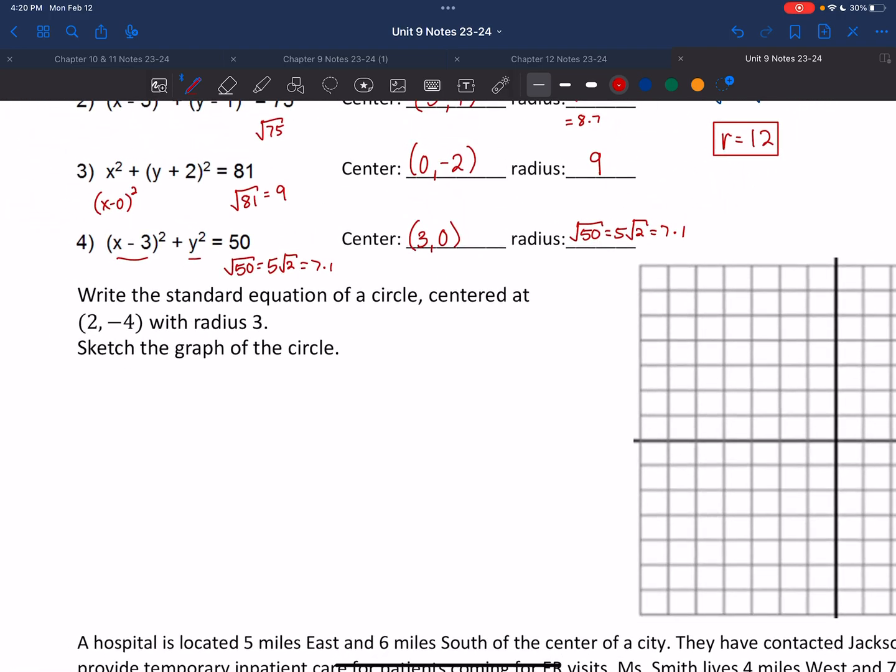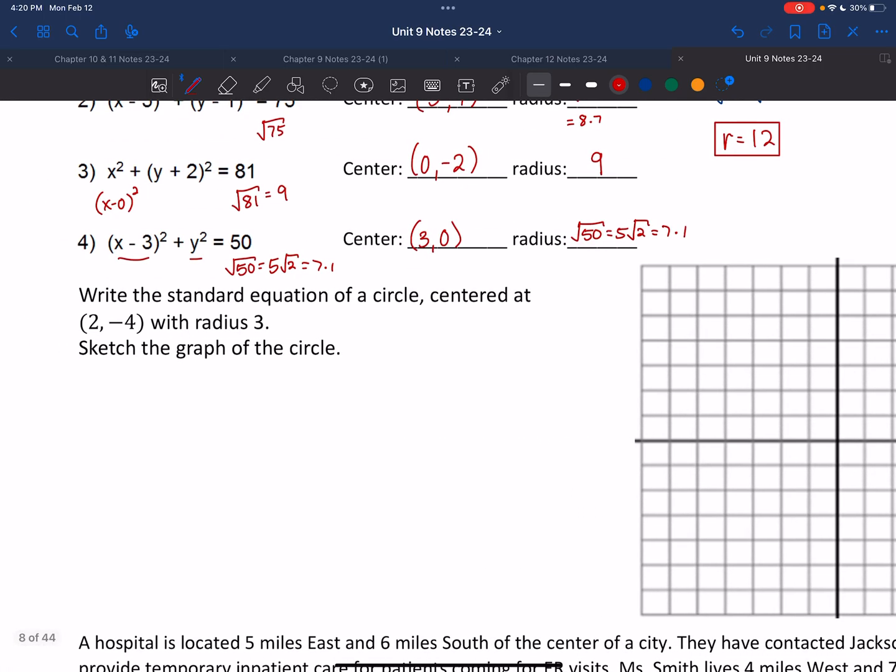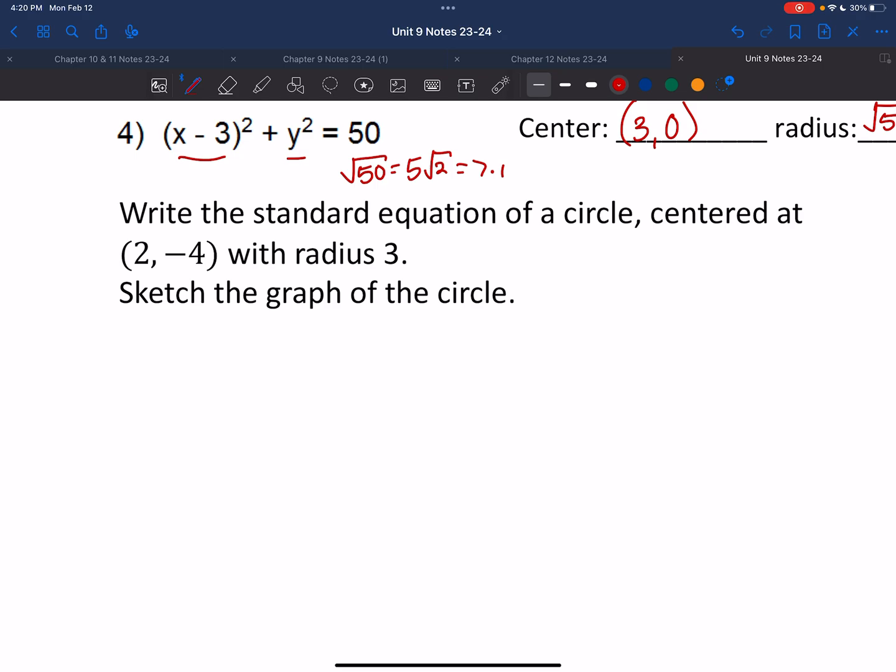All right, now it says write the standard equation of a circle centered at 2, -4 with a radius of 3. Sketch the graph of the circle. So we're doing the same thing we did yesterday, only at the end, we're going to draw a picture of the circle. So what I want to do is create the equation first, okay? So let's write the standard equation of the circle. So I'm going to have, remember, x minus 2, because we have a +2, so it's going to be -2 in the equation. So x minus 2 squared plus y plus 4 squared equals radius of 3. That means the number right here, this is r squared, so 3 squared, 3 times 3 is 9, okay?